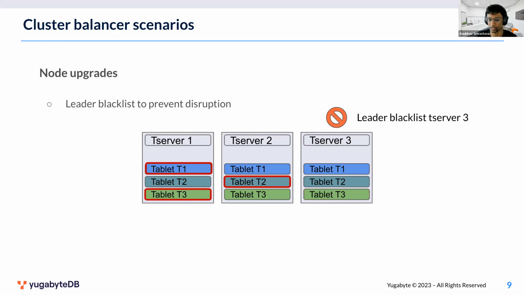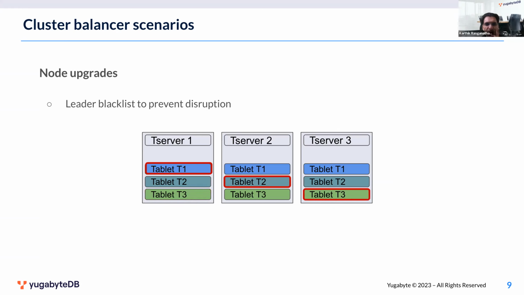In that case, if we want to do a node upgrade, we can now do the node upgrade on T server 3 and know that the operations are going to T server 1 and 2 and are not going to T server 3. So again, you're not going to have any user-facing impact here. So we do the upgrade, we can remove it from the leader blacklist, and then the cluster balancer, trying to balance tablet leaders across non-leader-blacklisted nodes, will now move the leader back to T server 3.